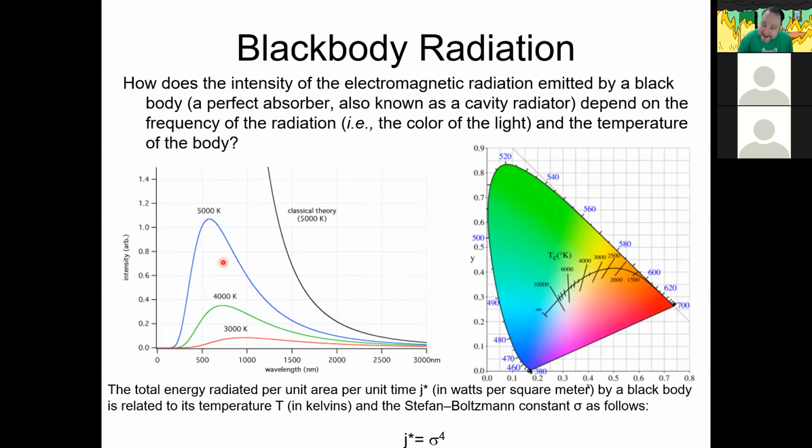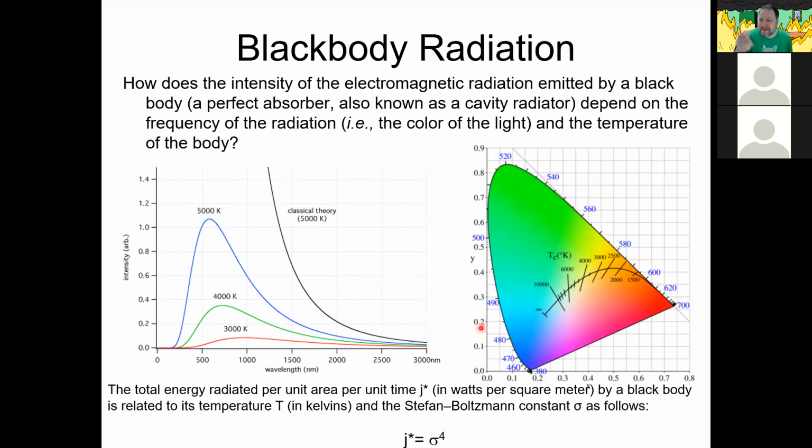But for us, if you get something hot, it gives off light. As you get hotter and hotter, it gives off more light, and where this peak shifts is going to depend on how hot it is. The total amount of energy radiated per unit area, per unit time, J star, in watts per square meter, by a black body is related to its temperature in kelvins and to the Stefan-Boltzmann constant by this little equation here, where J star is equal to sigma T to the fourth power.